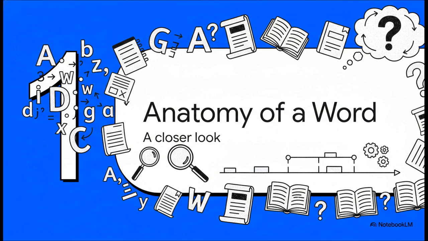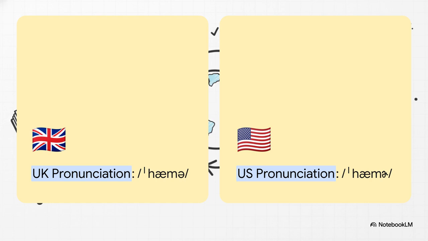Okay, so to get to the bottom of this, we've got to start at square one. We're going to break this word down piece by piece, exactly how it shows up in its most basic dictionary form. Let's see what we can find. First thing you see, pronunciation. And you'll notice there's a small but clear difference. So in the UK, you might hear hammer without that hard R. But over in the US, you get that strong R sound, hammer. It's a tiny detail for sure, but it helps establish that we're starting with just the simple, clear facts.